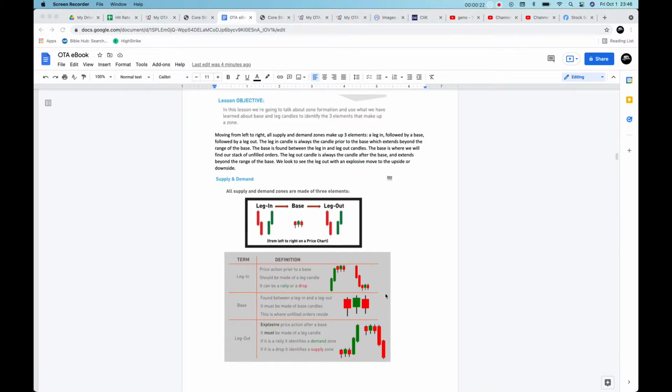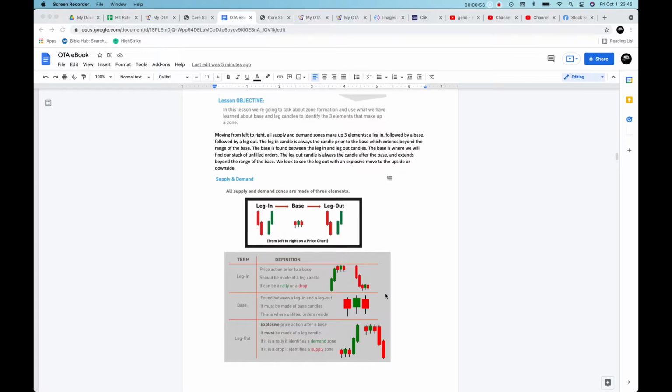All supply and demand zones make up three elements: a leg in, followed by a base, followed by a leg out. The leg in candle is always the candle prior to the base, which extends beyond the range of the base. Now, the base will always be found between the leg in and leg out candles. The base is where we will find our stack of unfilled orders.